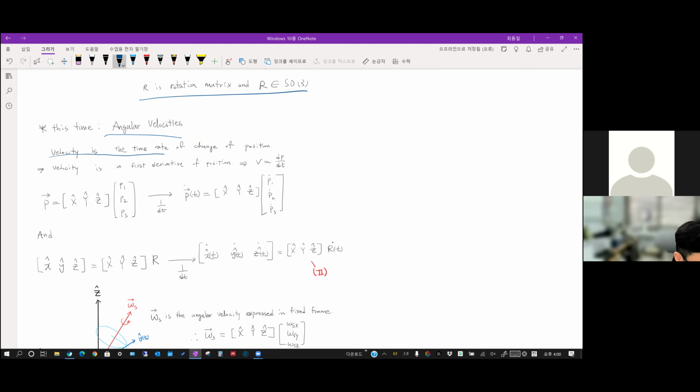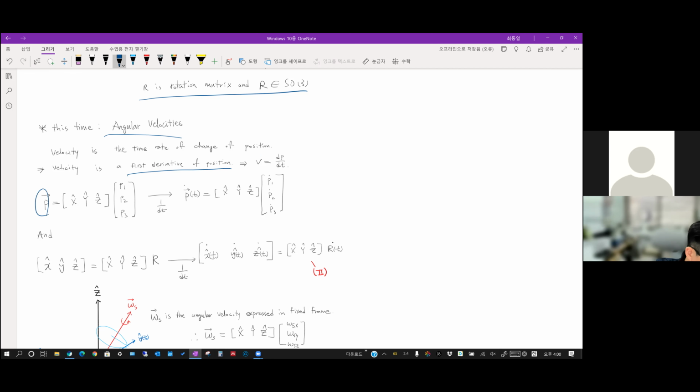The velocity is the time rate of change of the position. So when the position is changed, there is a time rate. If it changes fast, it will have a bigger velocity. But if it changes slowly, it has a small velocity. So the velocity is the first derivative of the position. So when we differentiate the position, it becomes v. So v is the time derivative of the position.